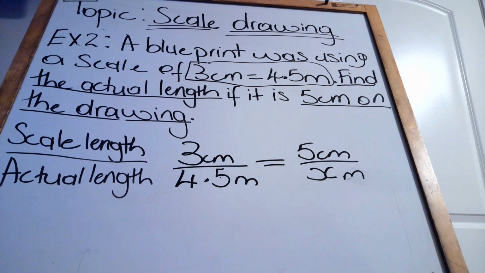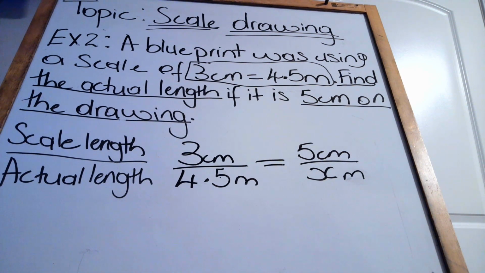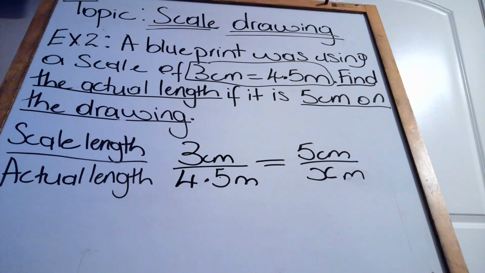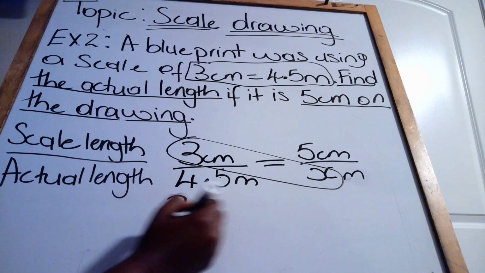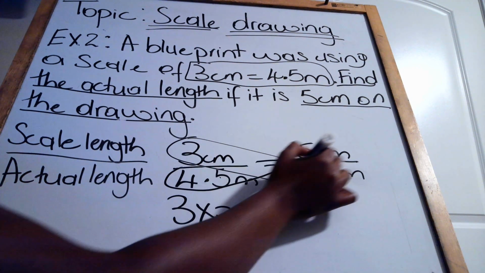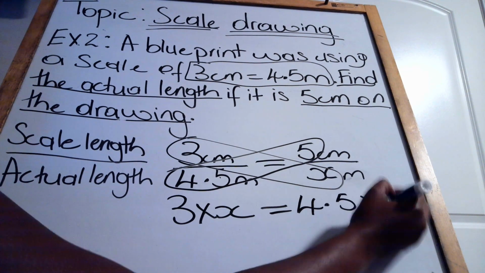Whenever you set the proportion, to know that we set the proportion properly, centimeters in the numerator on this side means centimeters has to be in the numerator on that side. Meters in the denominator on this side, meters has to be in the denominator on that side. So the same units have to be in the same position. Alright, so next step, we cross multiply. 3 multiplied by x equals 4.5 multiplied by 5.